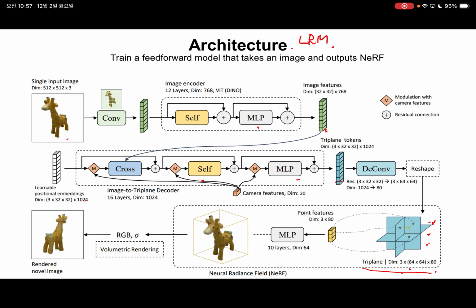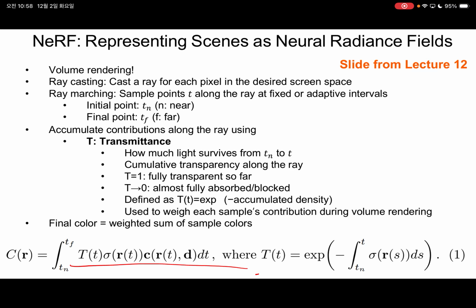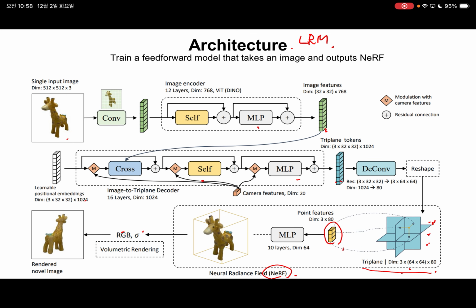And then we perform bilinear interpolation for each plane. That becomes a point feature, right? And then we provide this to an MLP, which becomes, this is NeRF, right? This is NeRF. And then the MLP's outputs are RGB and sigma. And then using this kind of volumetric rendering equation, with the slide from lecture 12, we can get novel view images. That is the entire pipeline of LRM.